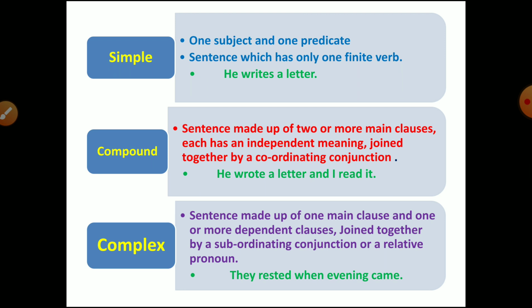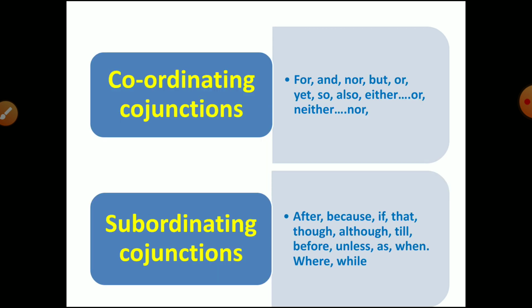A compound sentence is a combination of two or more main clauses joined together by a coordinating conjunction. A complex sentence must have one main clause and one or more subordinate clauses joined together by a subordinating conjunction. So what are these coordinating conjunctions and subordinating conjunctions? Let us try to understand.